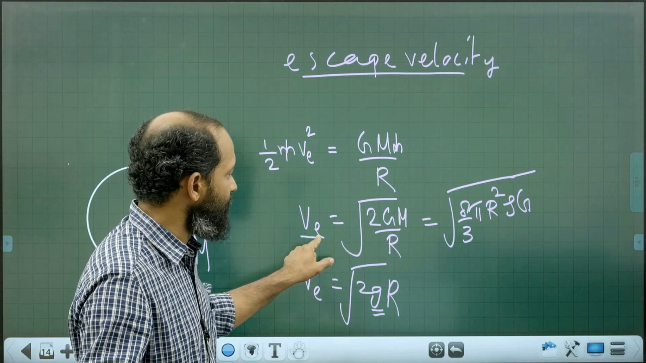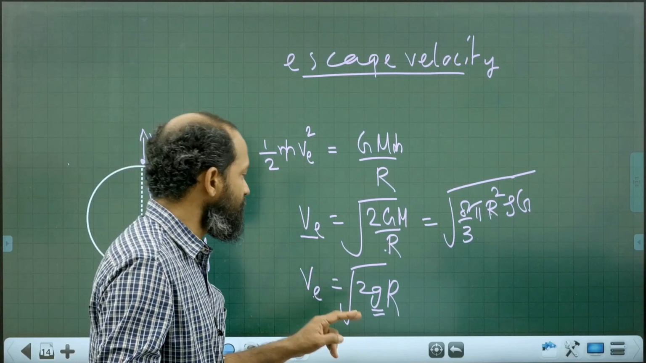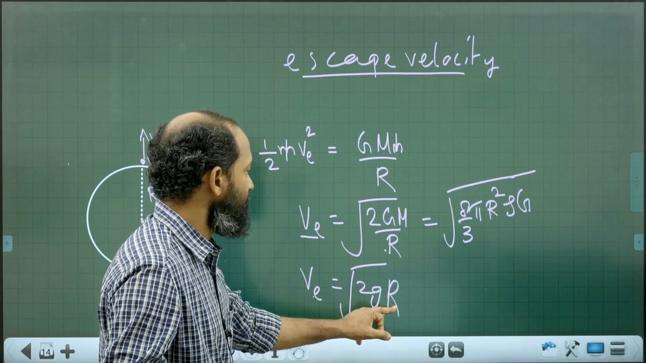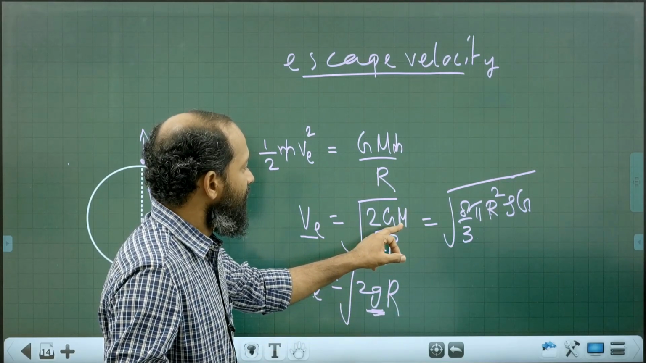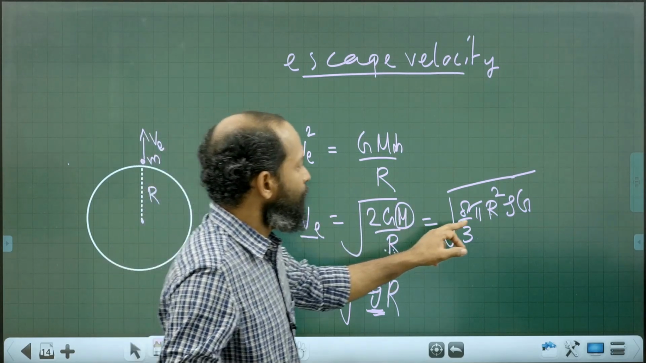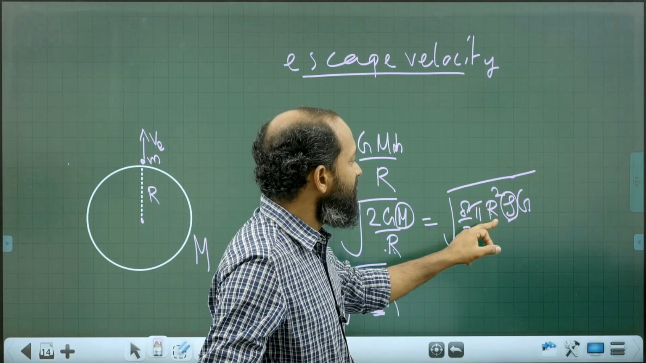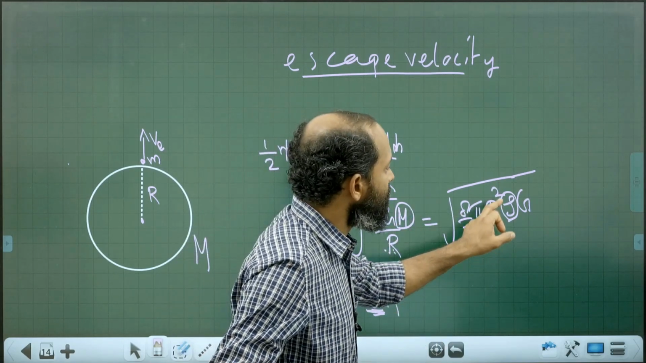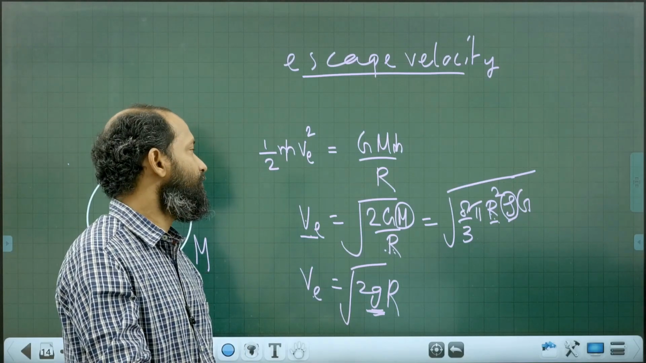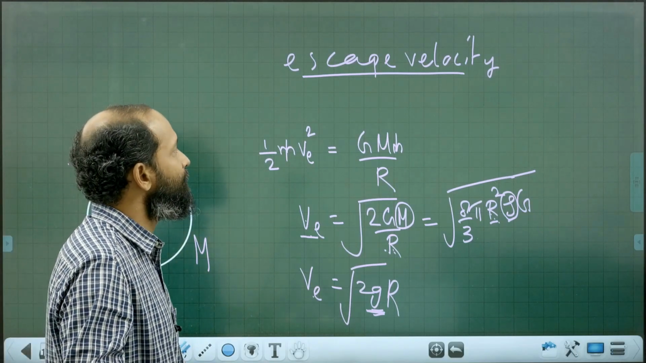So see, escape velocity depends on radius differently on different occasions. If two planets have the same value of acceleration due to gravity at the surface, v is proportional to root R. If two planets have the same masses but different radii, v is proportional to 1 by root R. If two planets have different average densities and different radii, then use v proportional to root of R square. The square cancels, so v is proportional to R. So v depends on R differently in different situations.